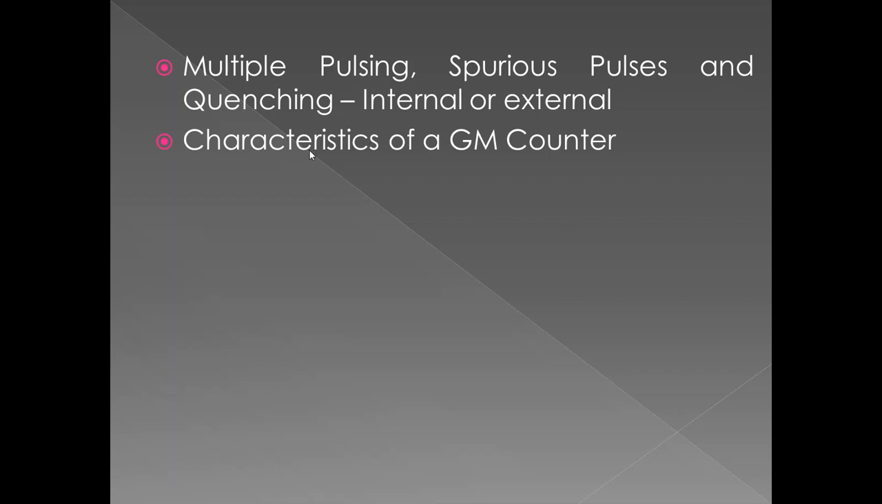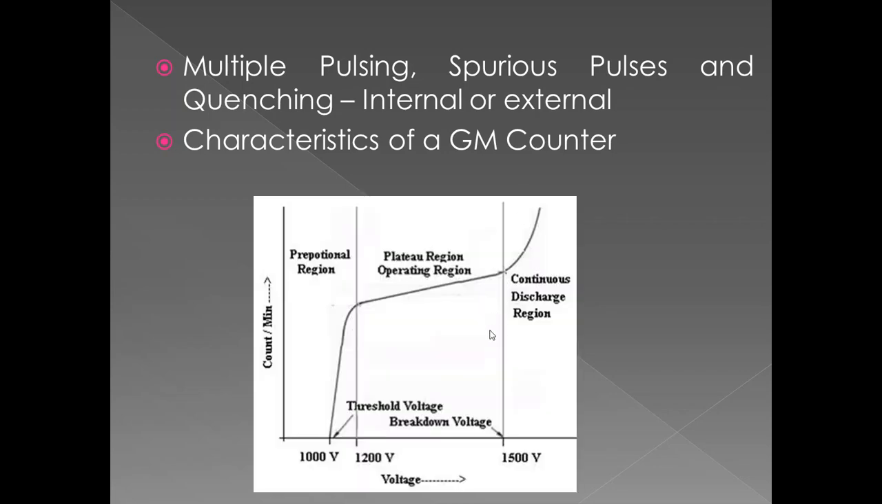Now let's look into the characteristics of a GM counter. It's important to operate a GM counter at a correct potential difference. The characteristic of a GM counter is nothing but a plot of the counting rate against the potential difference applied between the anode and the cathode. The characteristic looks something like this.